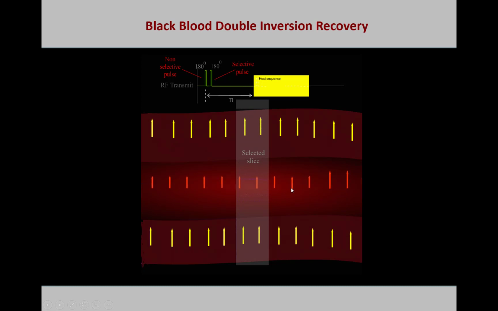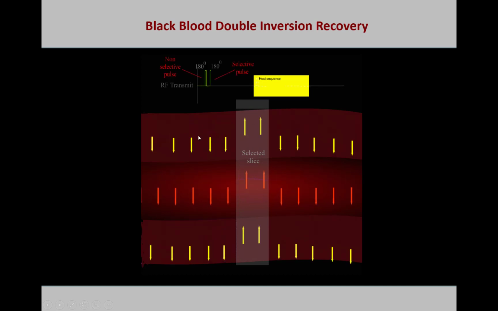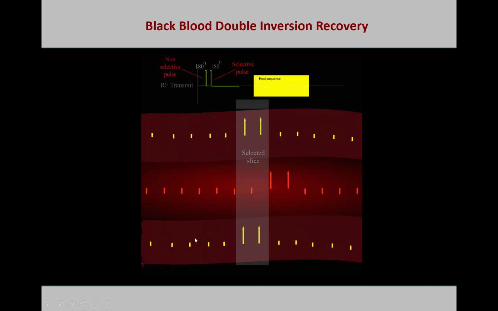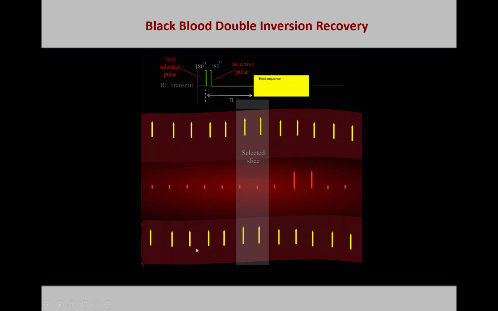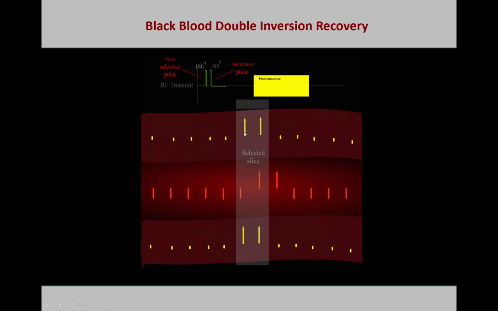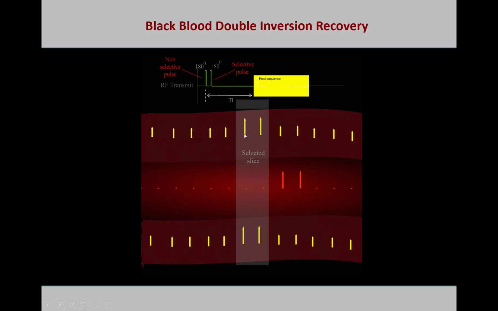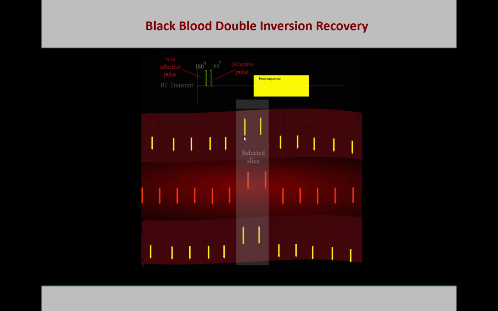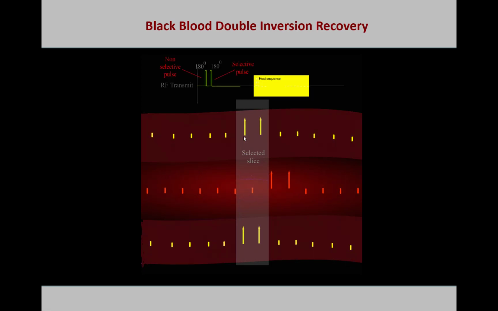Okay. Now, if we look at the stationary spins, so here with the stationary spins in the wall of the vessel, we're showing them as yellow rather than red with flowing spins. So what's going to happen then? Well, it gets affected by both pulses. The longitudinal magnetization in the slice in the wall is going to get affected by both pulses. So it's because it's affected by both the non-selective slice and the selective slice. And two 180 degrees after one another essentially means nothing.